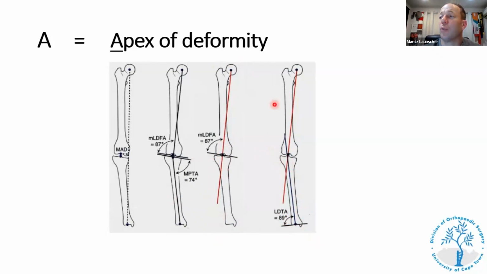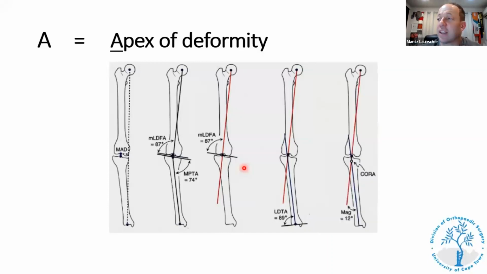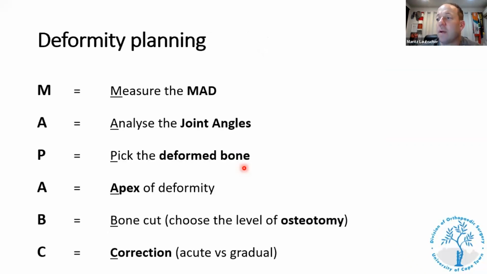If you don't have long leg views, or you don't have a normal adjacent limb segment, you can also draw the axis of the proximal part of your tibia by just dropping this line at 87 degrees from the joint line, which is the population normal. So that gives you the apex, or previously known as the CORA.